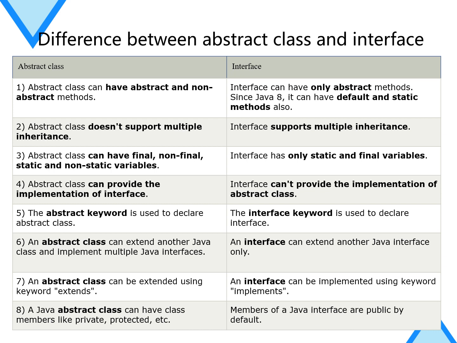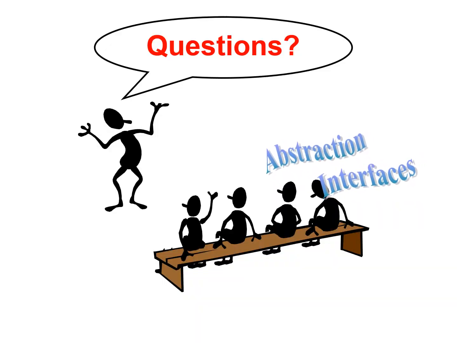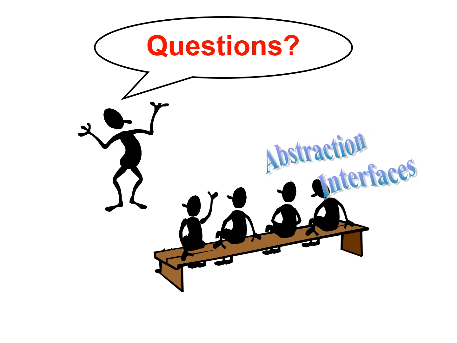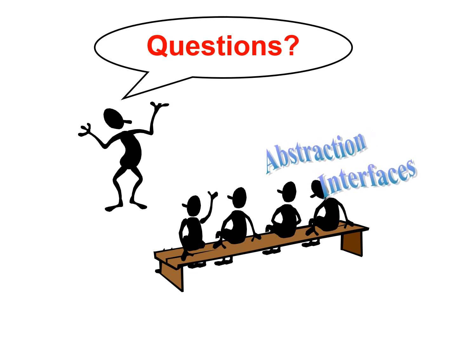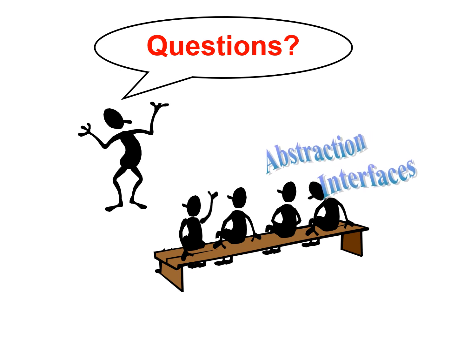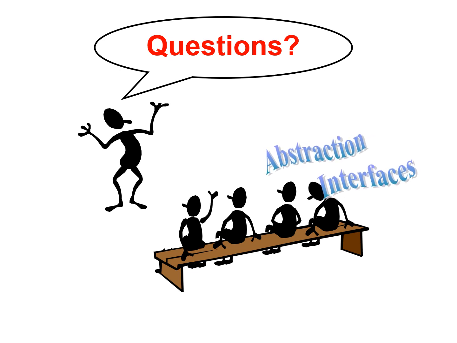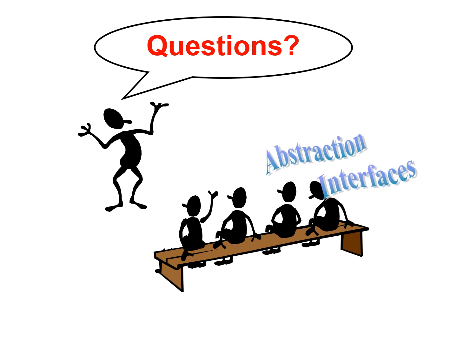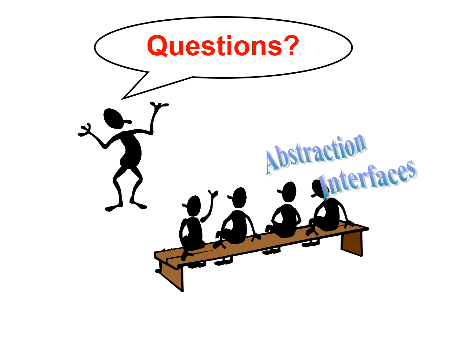Okay, to summarize today's lecture, we have studied abstraction and we have studied interfaces. So today we have studied two methods to implement abstraction. The first one was by abstract class, and the second method to implement abstraction was through interfaces. So I request all of you to run the program given here by yourself.